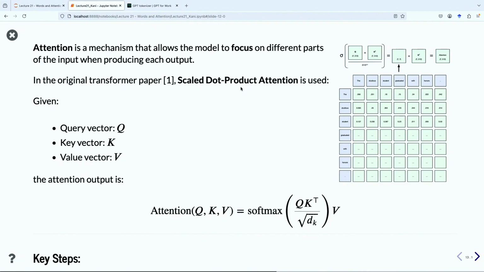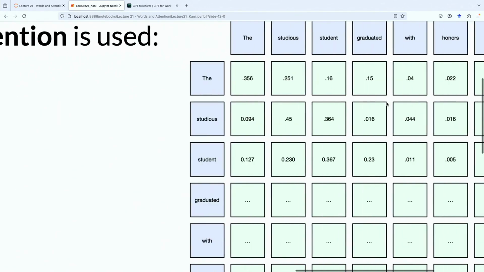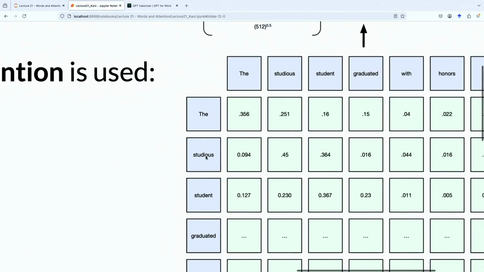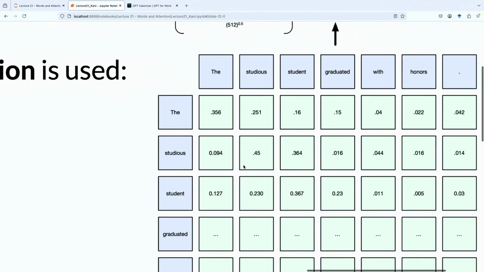So ideally, we want the model to look at a sentence, like here, and see, okay, the word studious is related to the word student, and the word studious is related to itself, of course, and it's not super related to the word with. Okay? So we want basically a matrix that gives you values that correspond to how much a particular word corresponds to another particular word.